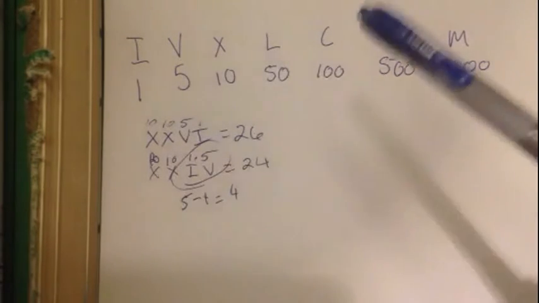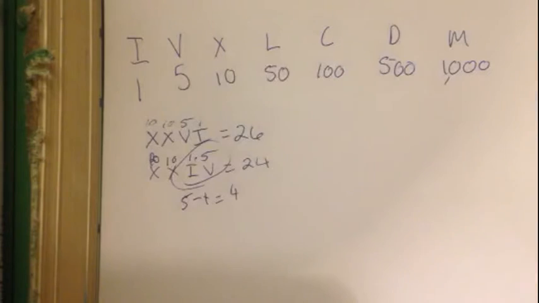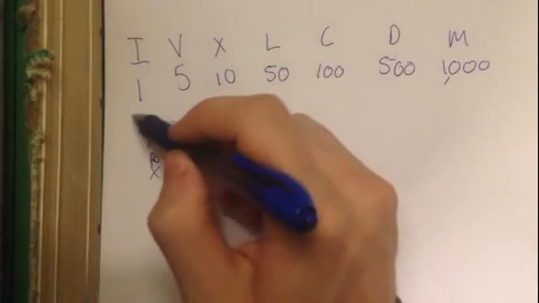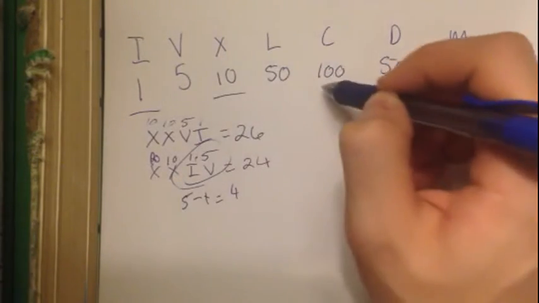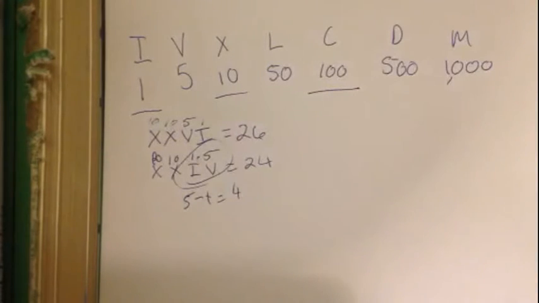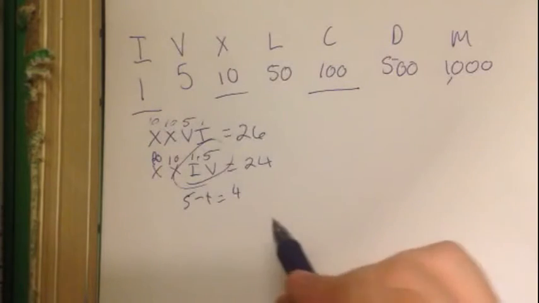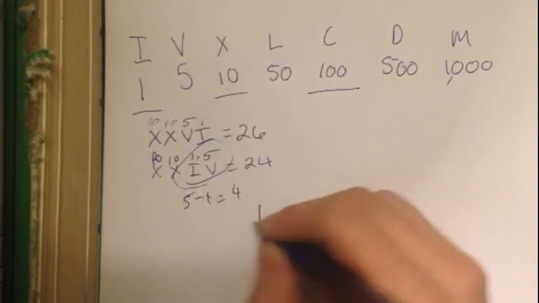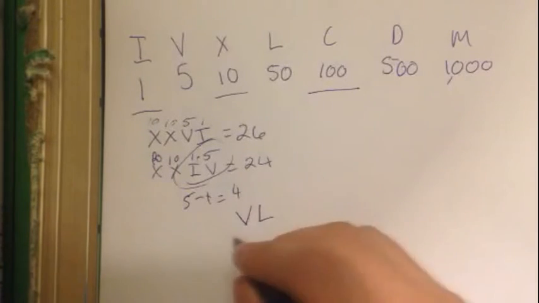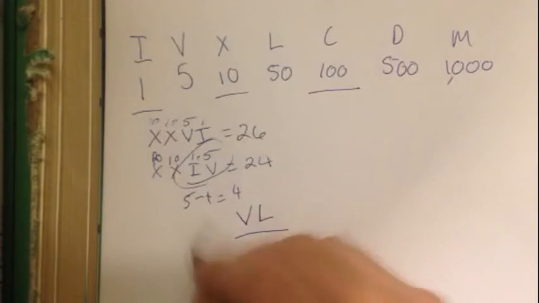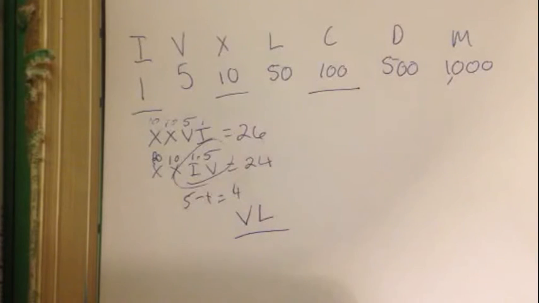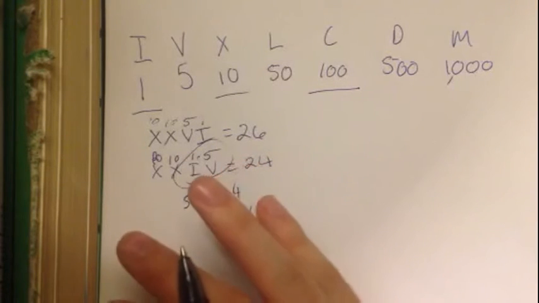However, they did also put some limitations onto what you could subtract. You could only subtract 1, 10, and 100. So you'd never see an LV or a VL. You would never see anything like that. You'd never see a 5 subtracting from anything. So that's one limitation they put on it.